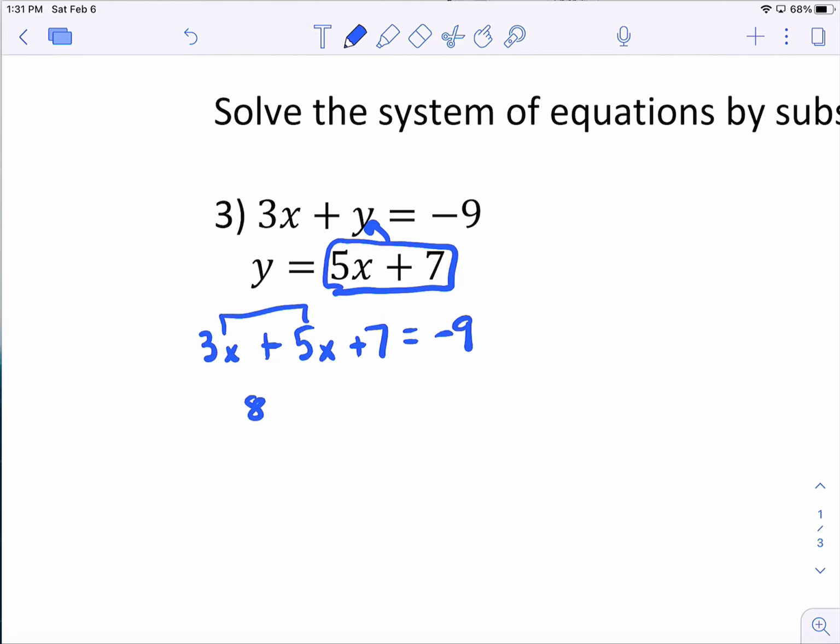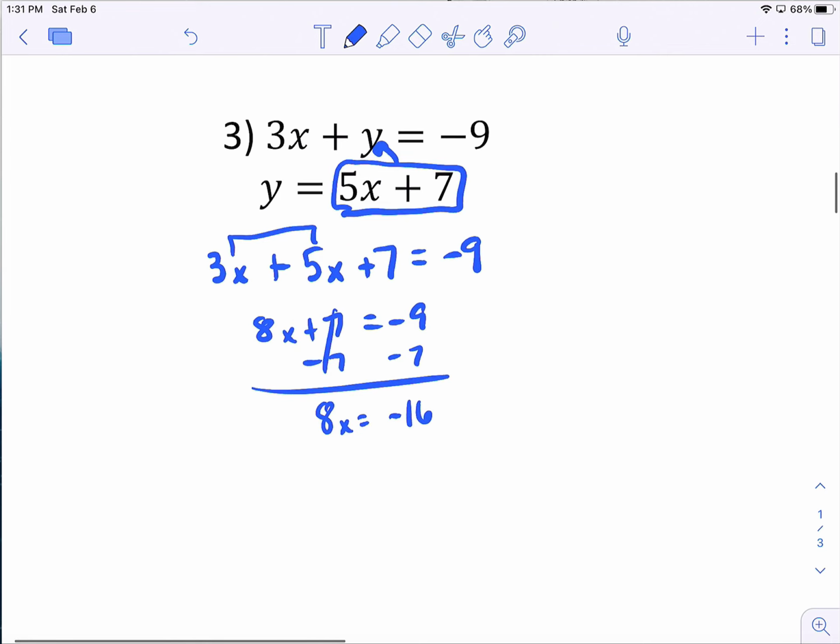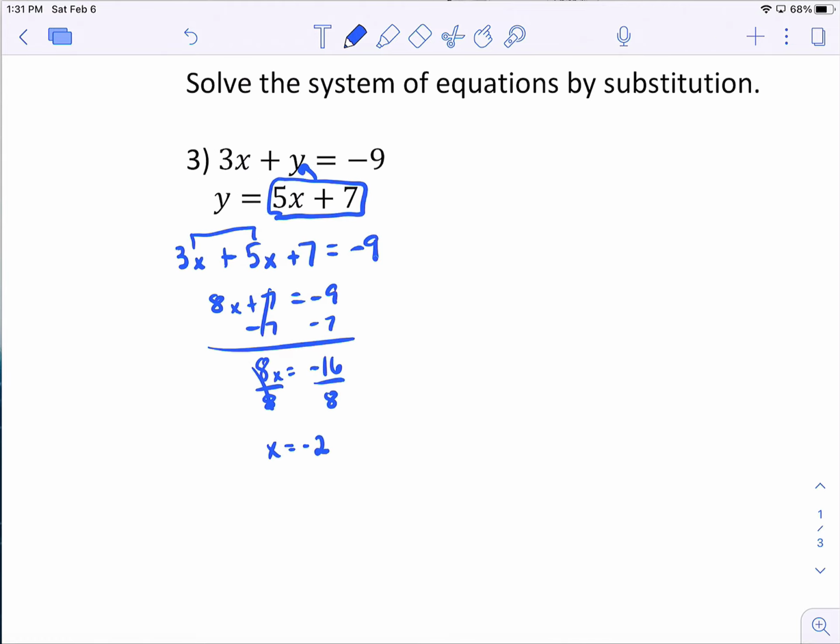All right, so that'll give me 8x plus 7. When I combine like terms, subtract 7 from both sides, and 8x equals negative 16. Divide by 8, so x should be negative 2. All right, now all I got to do is plug in negative 2 for x into one of those two equations. I'm going to use the bottom one because that one looks like it's a little bit simpler. So I'm putting negative 2 in for x at 7.